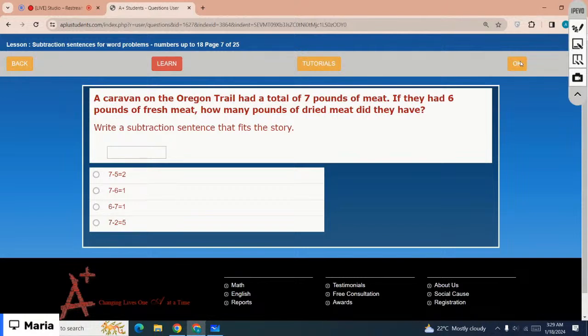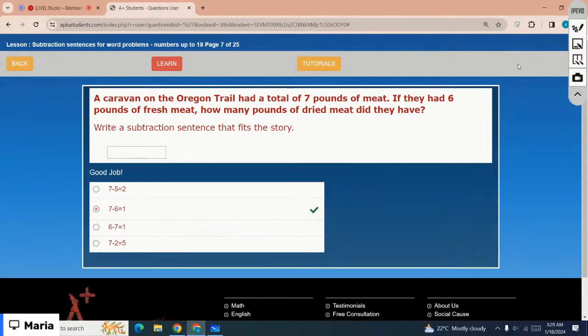The correct option is 7 take away 6, and 7 take away 6 equals 1. Why not 6 take away 7? You have to subtract the smaller number out of the greater one. You cannot do 6 out of 7. You have to do 7 out of 6. Option number 2 is the correct option. Okay, you can complete the lesson.